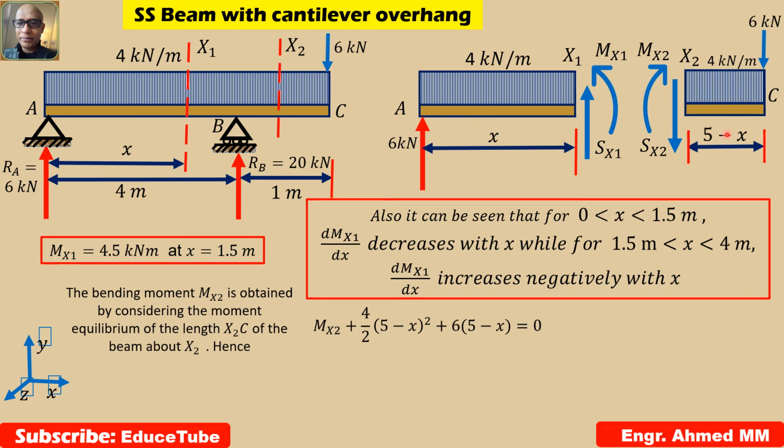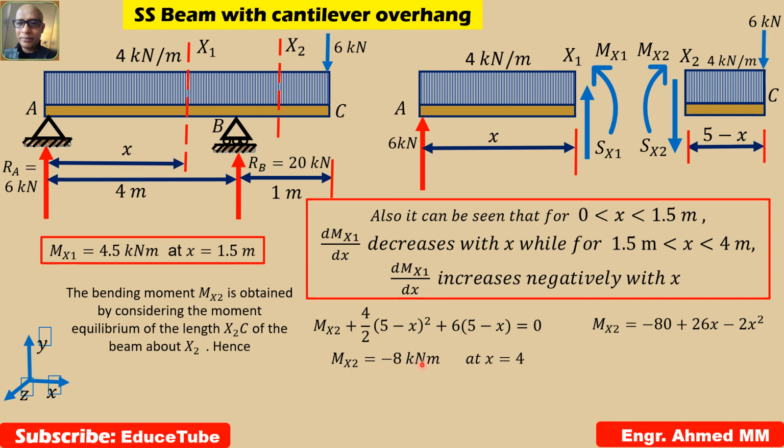This is the load downwards, and it will work at the center. Center means (5 minus x) by 2, so automatically it comes as this, plus 6 into (5 minus x). So easily we can solve Mx2. These are the equations. Now if we put boundary conditions, what does it come to?